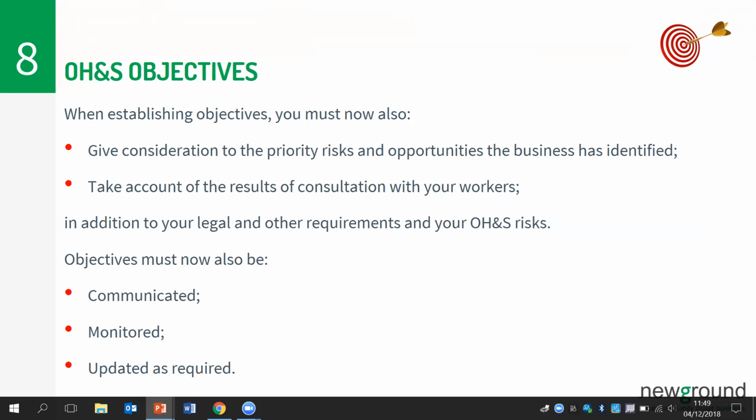Your objectives must now also be communicated, monitored, and updated as required, and these are all additional requirements to those that were in 18,001. You should remember that your objectives should be proportionate to the scale, complexity, and nature of your business, and of course, to your risks and opportunities.